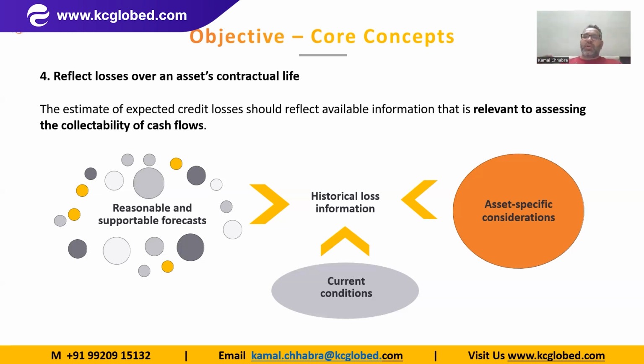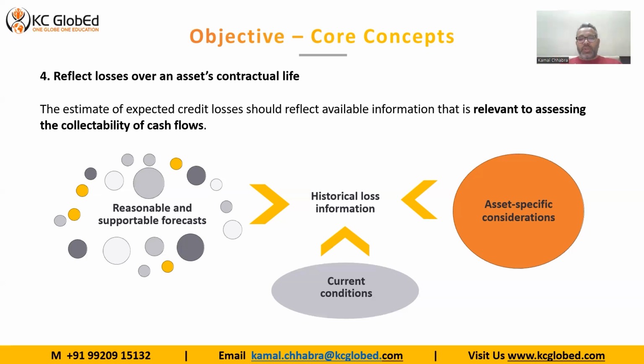What things do you need to consider when you do the re-estimation? First is reasonable and supportable forecasts. Second is current conditions. Third is asset-specific conditions. And fourth is historical loss information of that individual. So these four things you need to keep in mind when you are estimating. But the estimation you need to do at each balance sheet date.